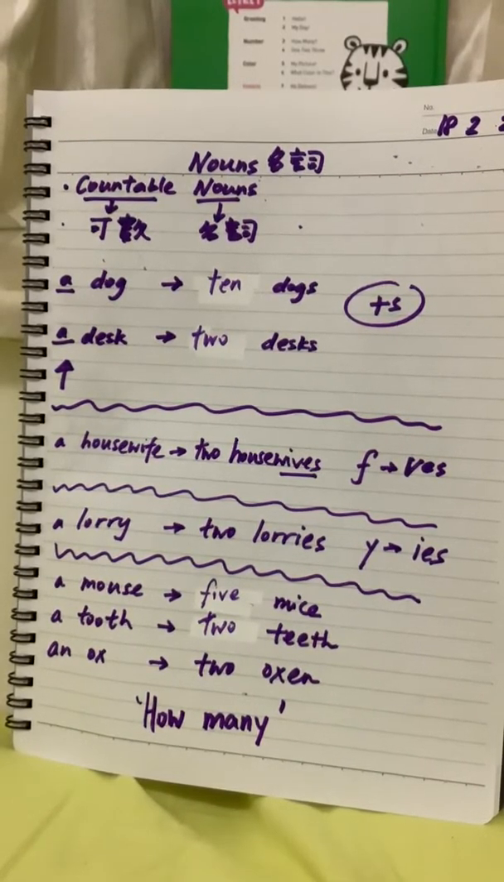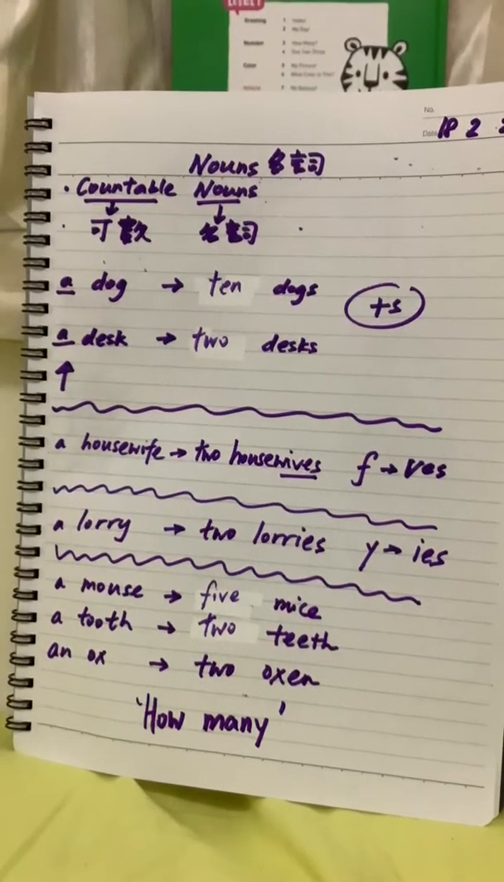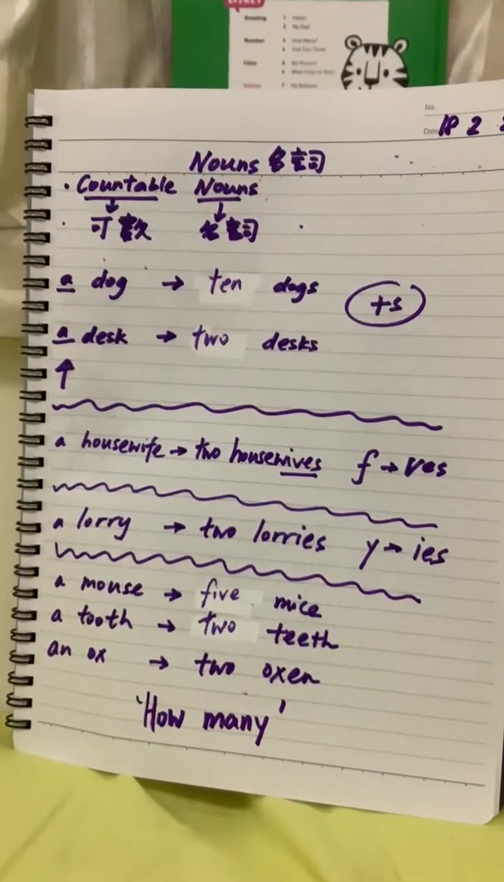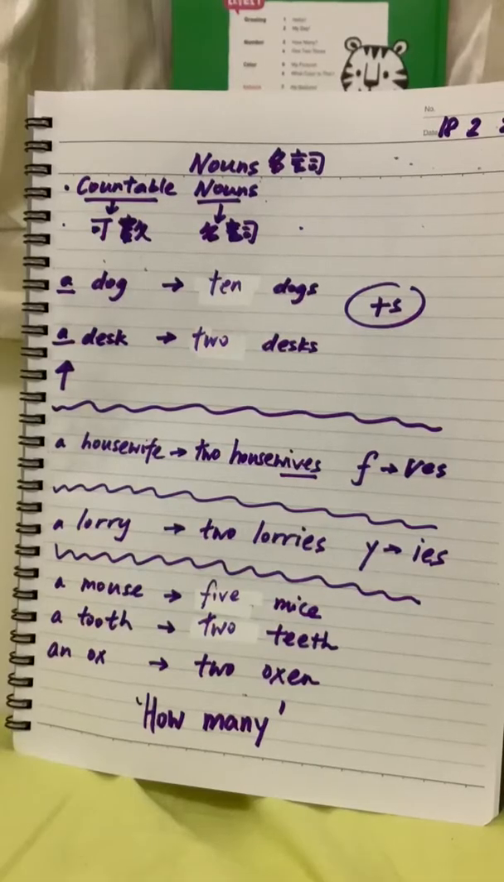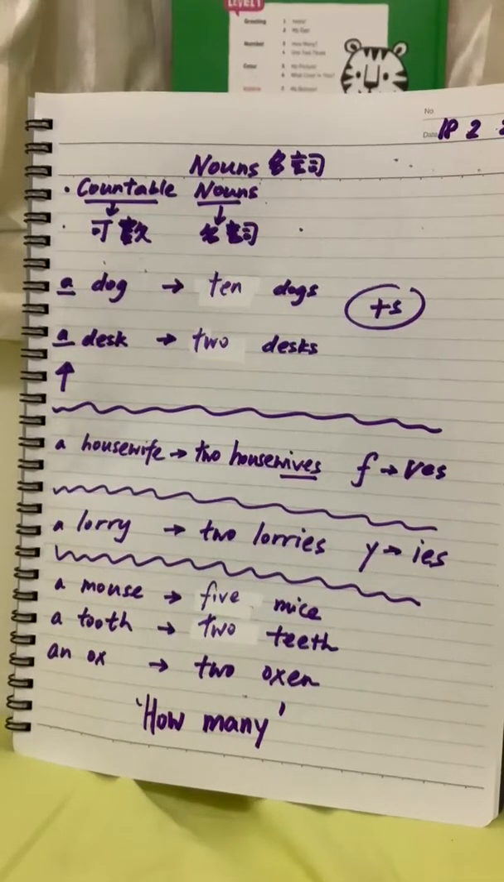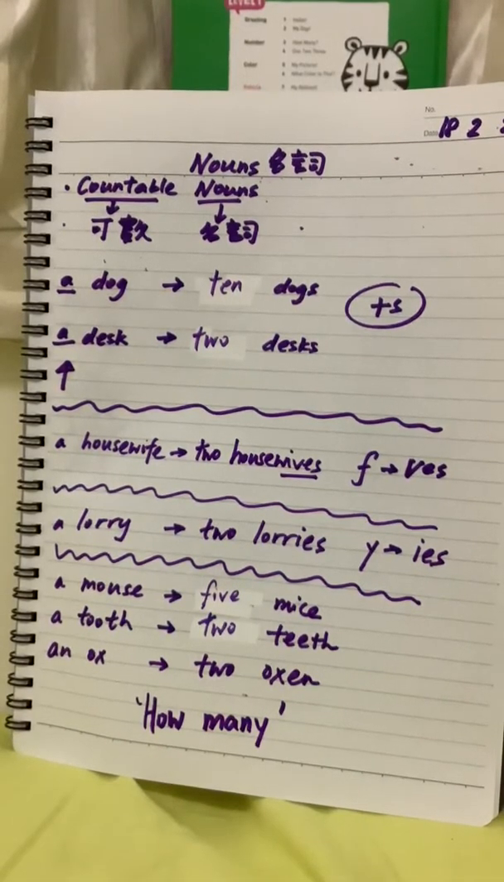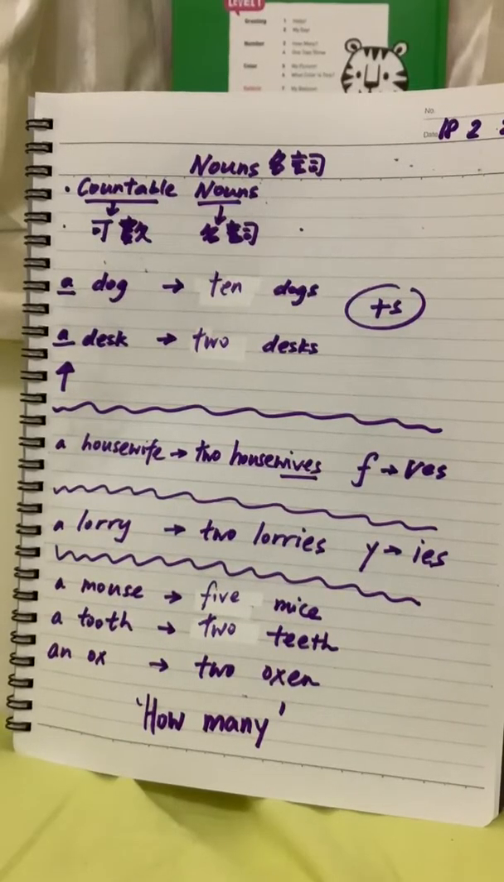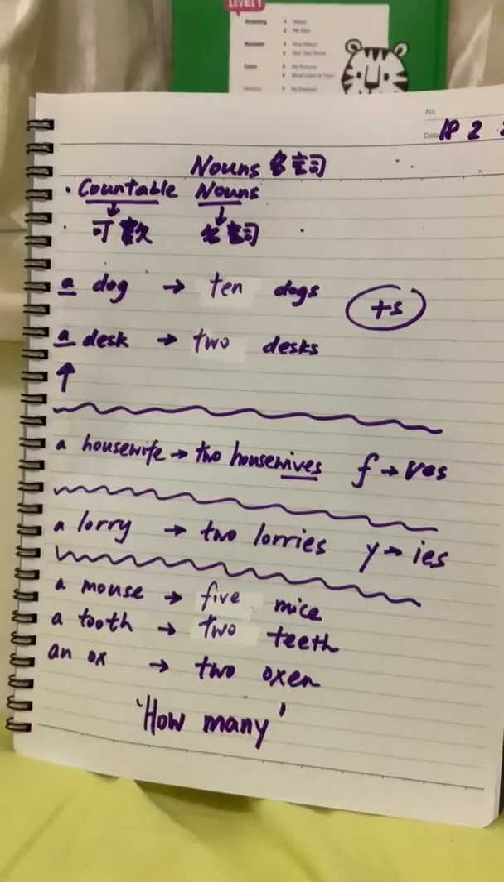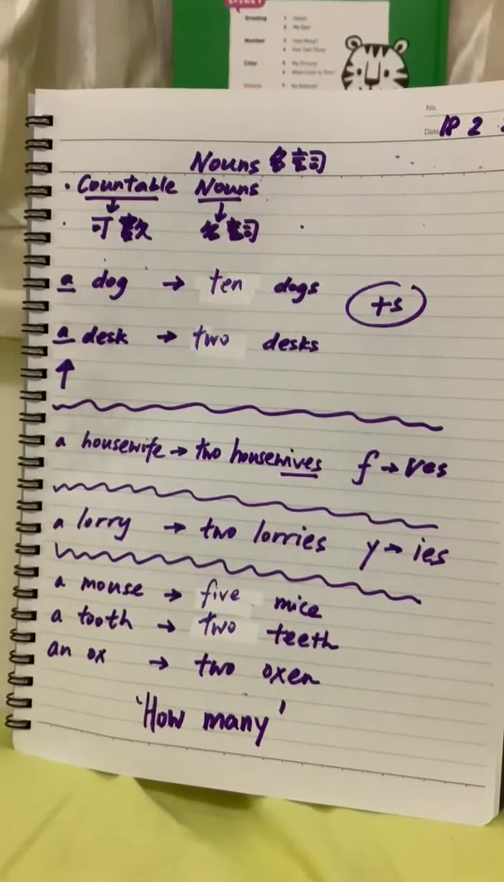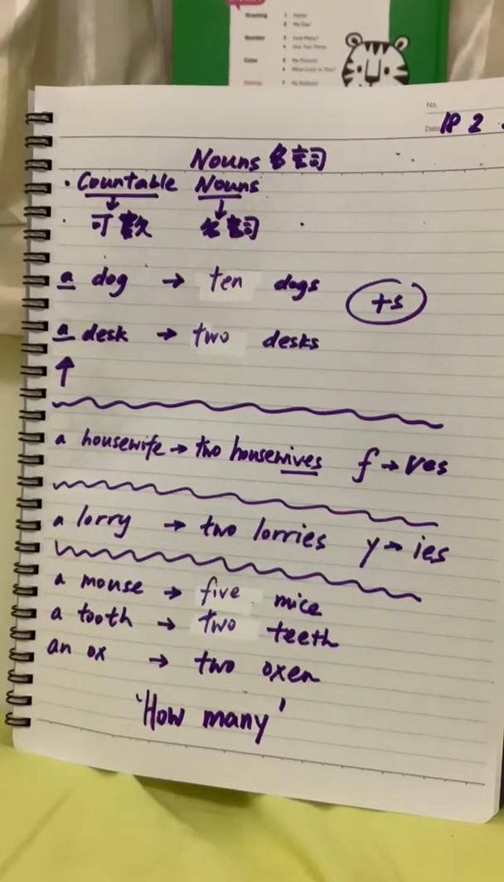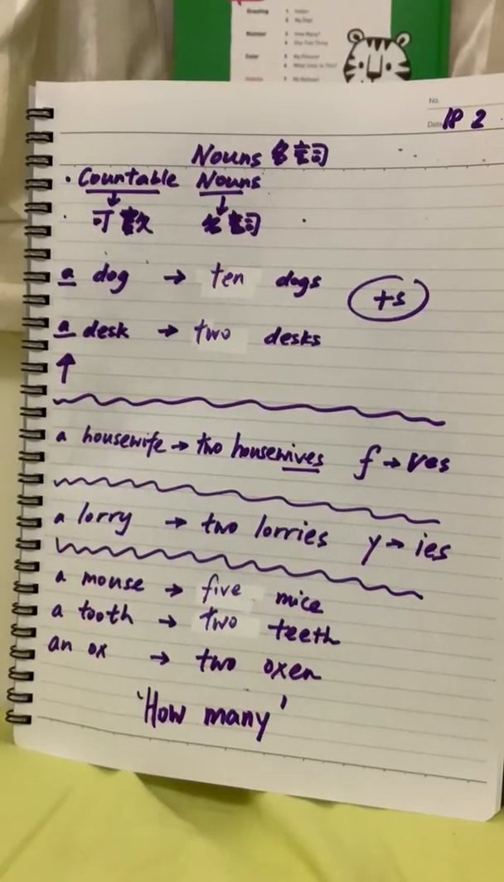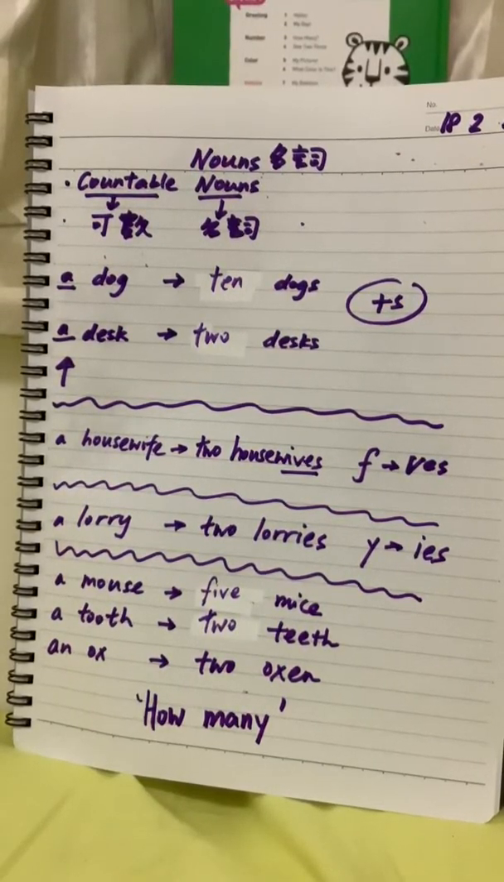And the last type of countable noun is not to add an s, but you need to change the form. For example, a mouse, 5 mice. A tooth, 2 teeth. An ox, 2 oxen. This is the other type of countable nouns where you don't add an s, but you change the whole word.